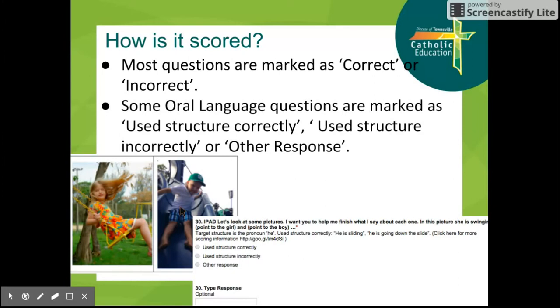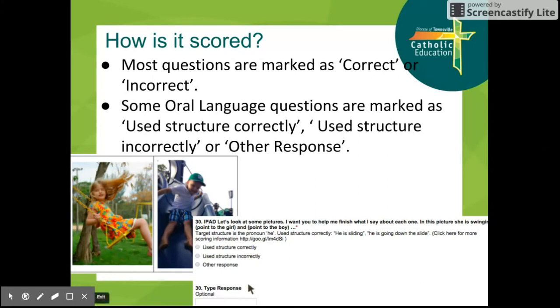Now, clearly, she was using the pronoun incorrectly. If we went through the option of having only two responses, both of my children would have been marked incorrectly, but clearly that doesn't reflect their ability. So we put in the option of other response. We're really interested in looking at whether or not they can use the structure correctly: he is sliding, incorrectly, him sliding, or she sliding, and of course we need to allow for the other response.